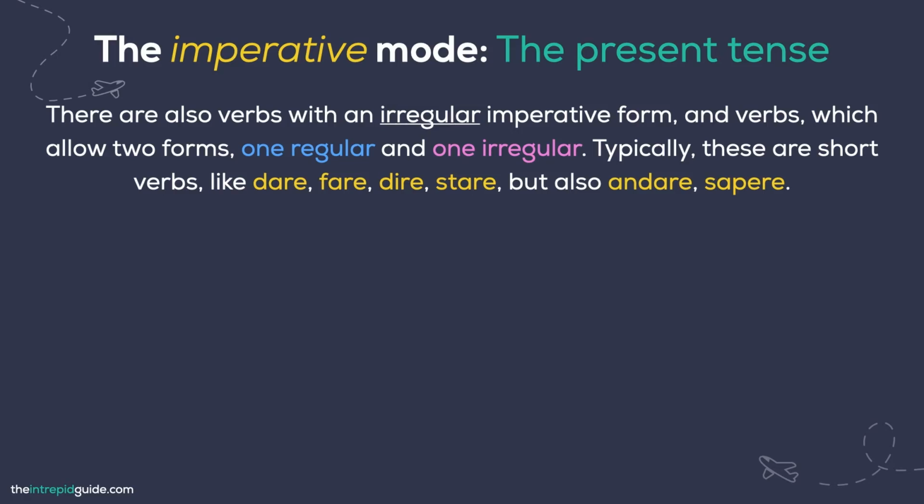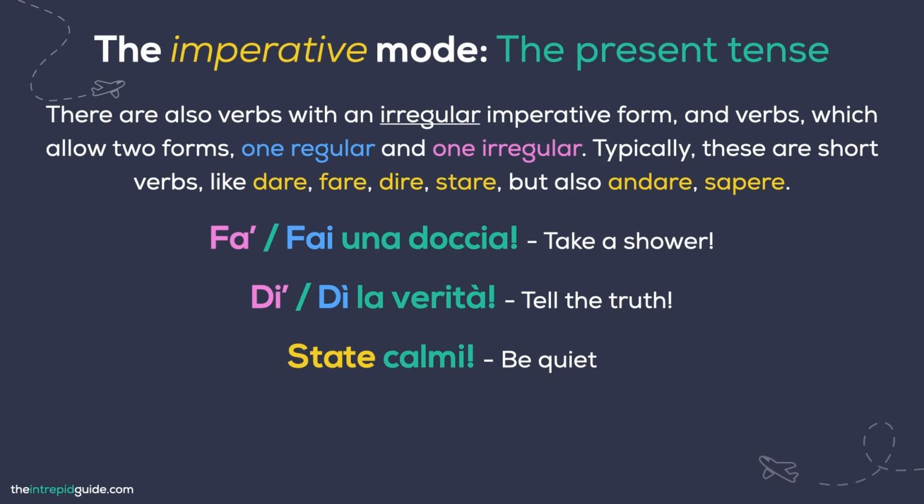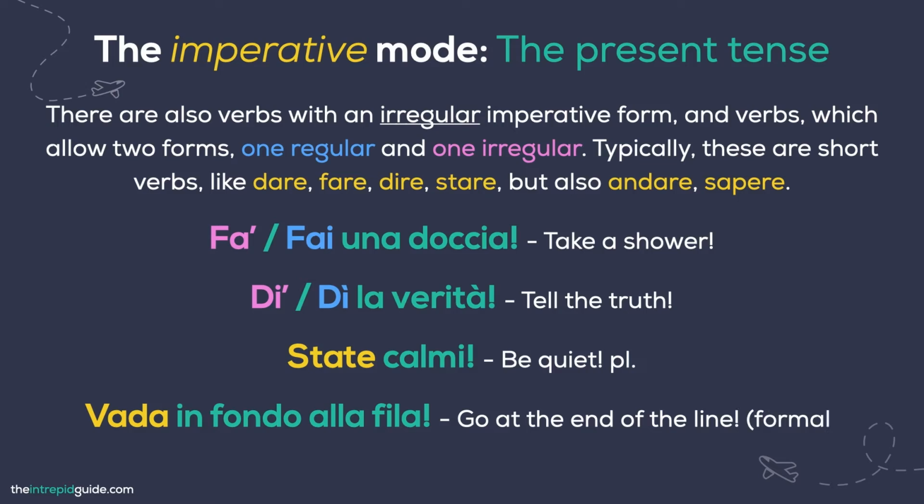There are also verbs with an irregular imperative form and verbs which allow two forms, one regular and one irregular. Typically, these are short verbs like dare, fare, dire, stare, but also andare, sapere. For example, Fai una doccia. Take a shower. Di' la verità. Tell the truth. State calmi. Be quiet. Vada in fondo alla fila. Go to the end of the line.